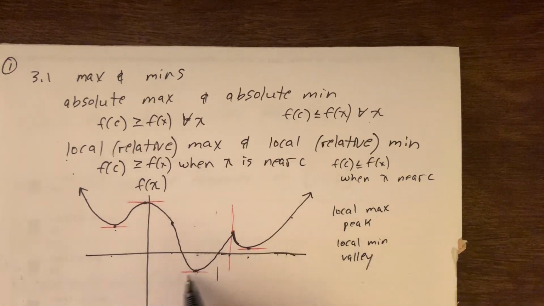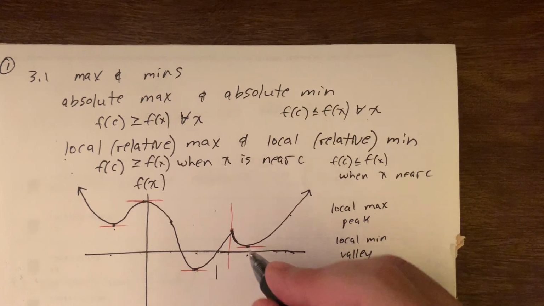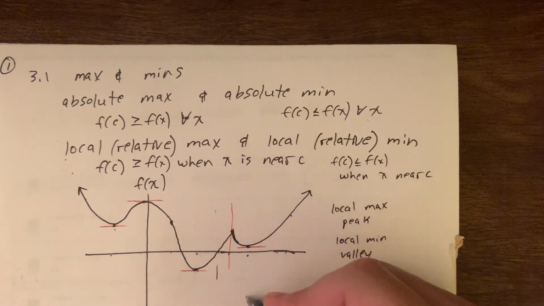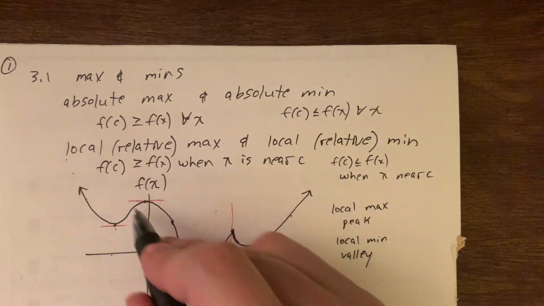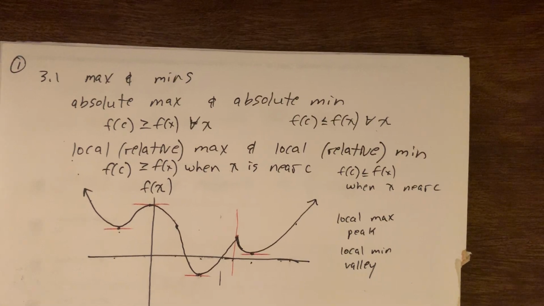I'm not comparing them to each other, just anytime we get a low point like that, whether that's a smooth bottom or a sharp bottom, and same thing with the tops, that's how we identify local max and min values. But again, we'll come back to that later.